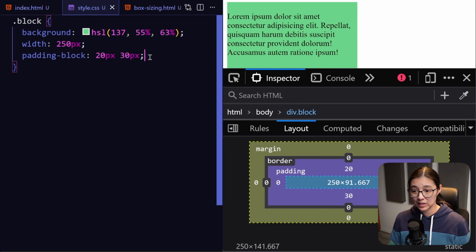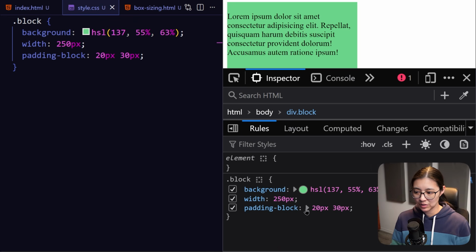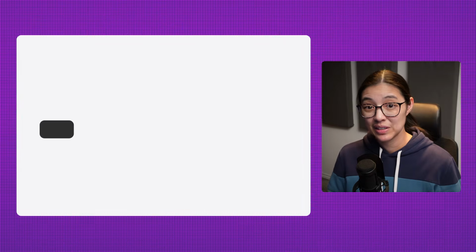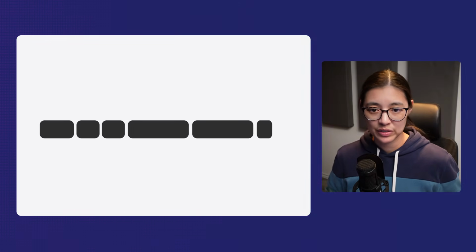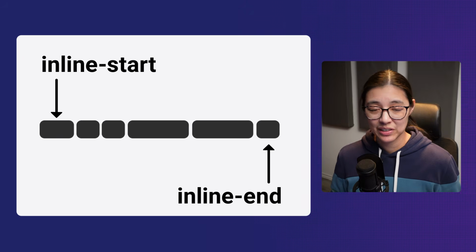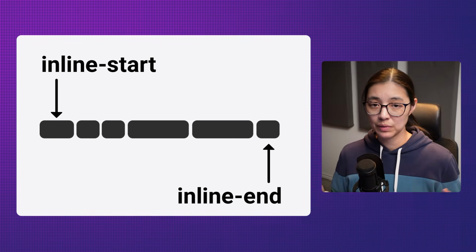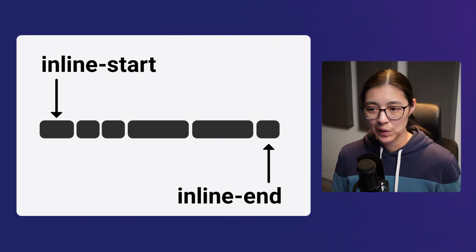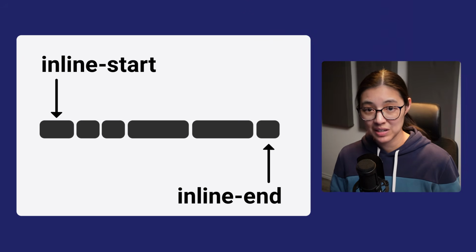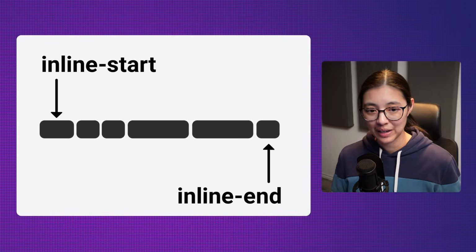And since padding-block is a shorthand property, you can also set them individually using padding-block-start and padding-block-end. Now, in addition to the block or vertical direction, we also have the inline direction. This is horizontal for most Western languages, starting from the left and ending at the right, because in those languages, words are written in a line from left to right.